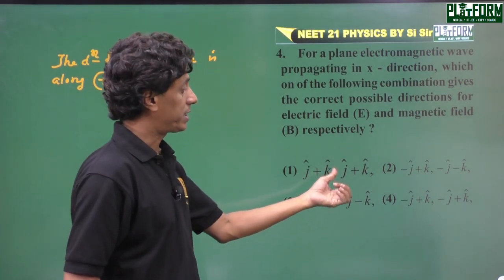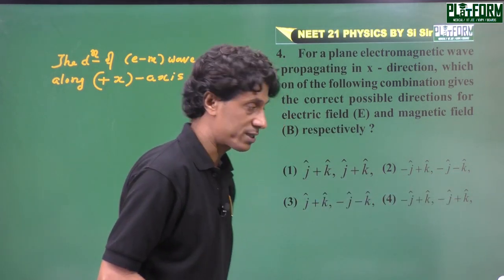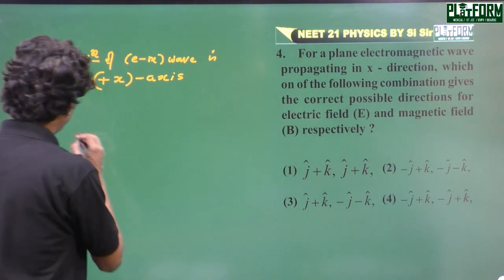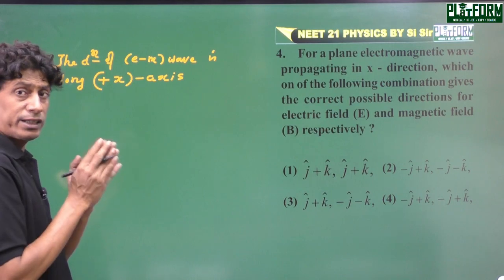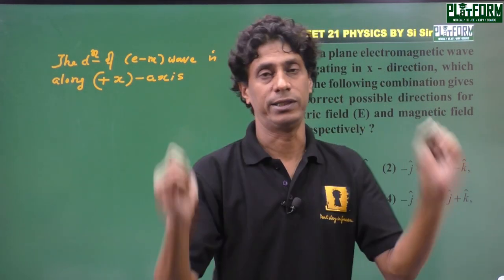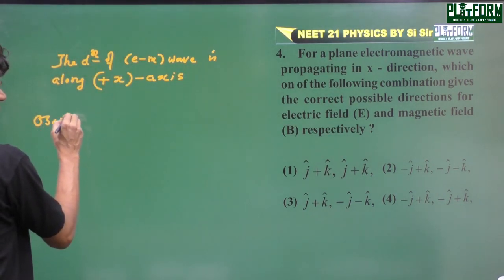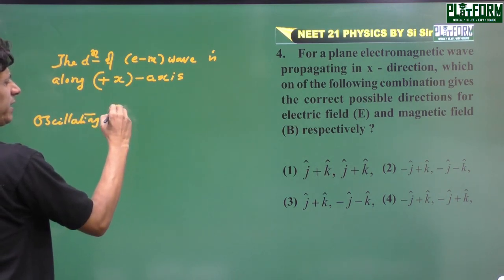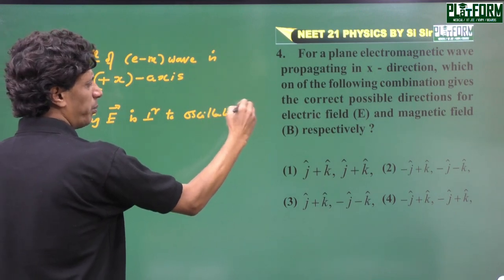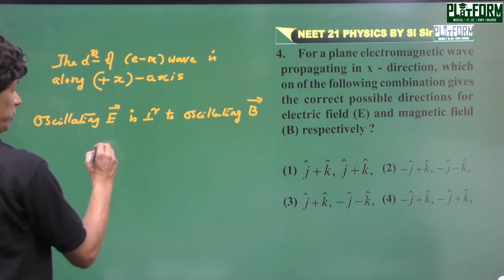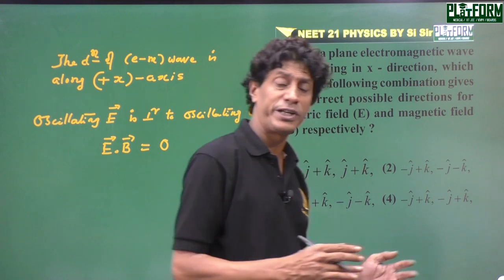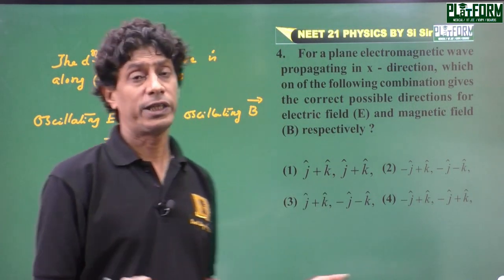All the options given here: j plus k, j plus k, minus j plus k, minus j, minus k, j plus k, minus j, minus k, j plus k, minus j. You know, an electromagnetic wave consists of oscillating electric field and magnetic field mutually perpendicular to each other. Oscillating electric field is perpendicular to oscillating magnetic field. So E dot B is certainly zero. Since both the fields are perpendicular to each other, if we take E dot B, then the dot product of the electric field and magnetic field will be zero.